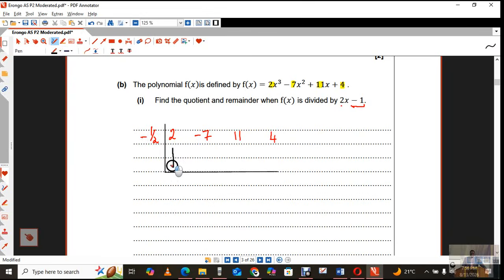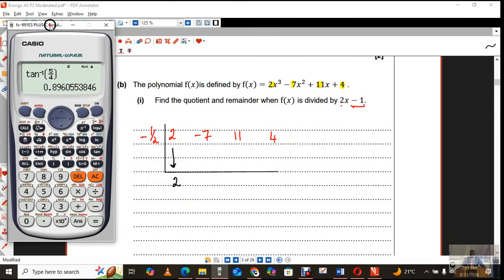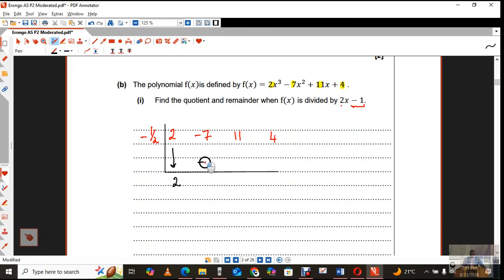You can also have a look at my channel and you can see quite a number of questions on synthetic division. Right, if you now multiply -1/2 times 2, at this instance I'm just trying to show you how to find the answers, but as an AS level candidate, we do expect that you should know. And you do that, you're going to get -1 as an answer. So what I do is I'm not adding, I'll be subtracting, okay? I'm going to subtract -7 minus -1.